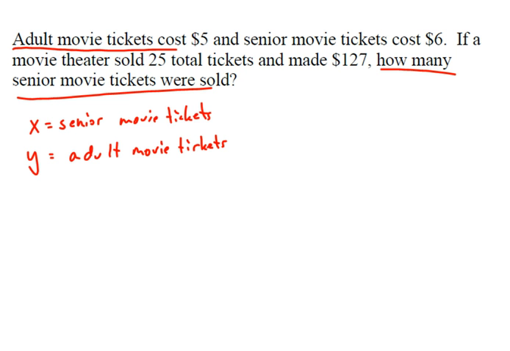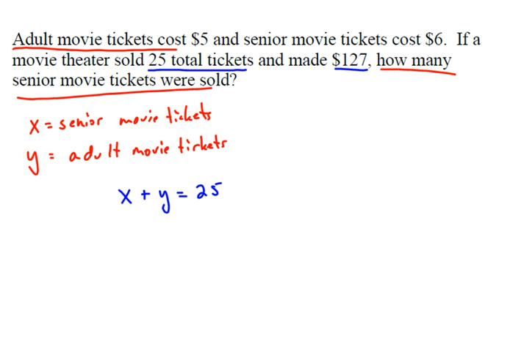And so when you look at this, you can see our two numbers. The total number is 25. That's how many tickets are being sold. And then the value is $127. That's what those 25 tickets are worth. So what we can do is write an equation that says the number of senior tickets plus the number of adult tickets is equal to 25. That's our total number equation.